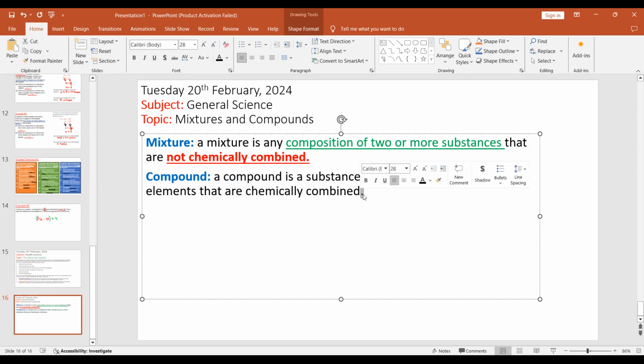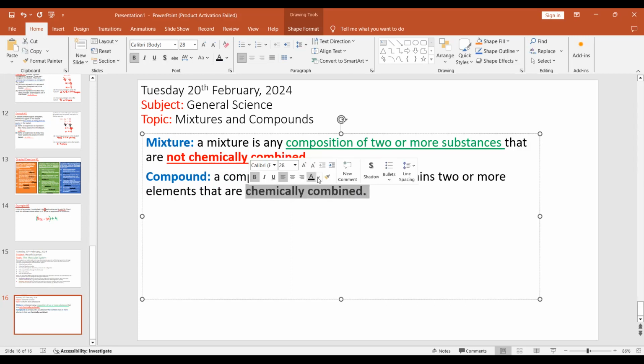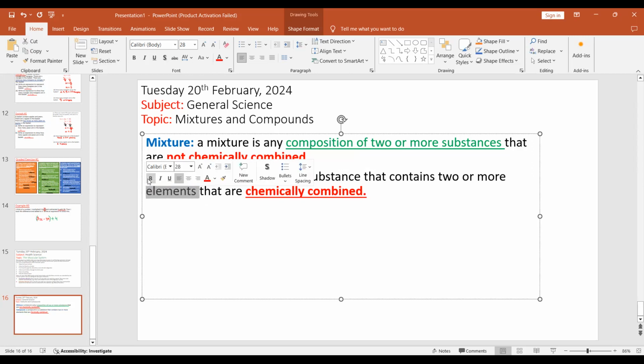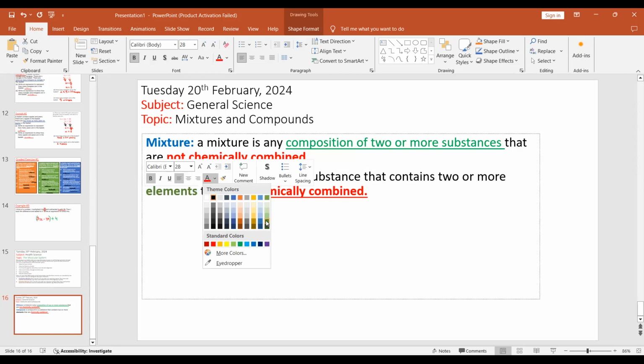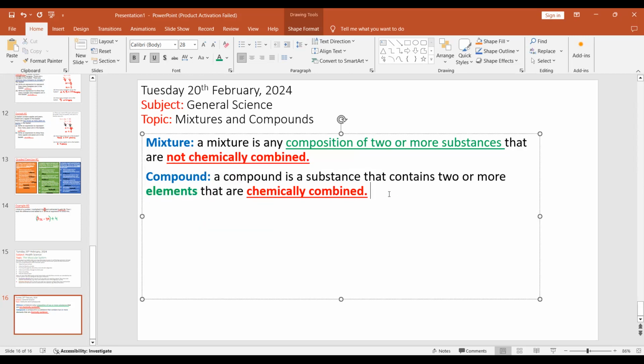So these are elements. The elements are chemically combined. And that's another nuanced thing too. A compound can only have elements. It's very important. Compounds are only a combination of elements, not just random substances and stuff floating in the air. Elements. All right, so make a note of that as well.